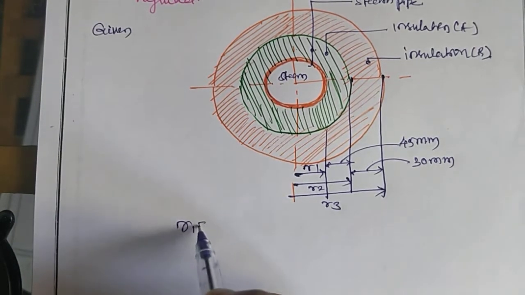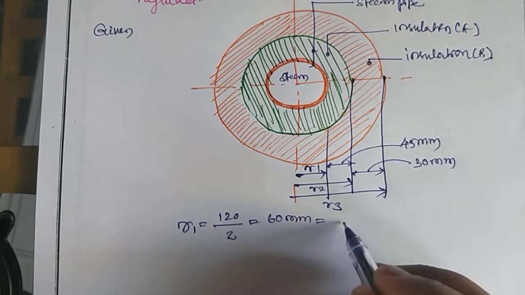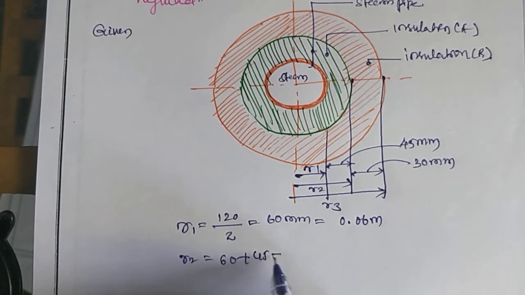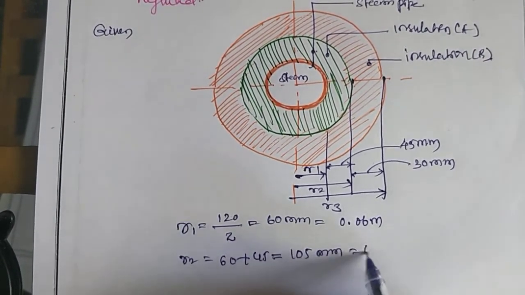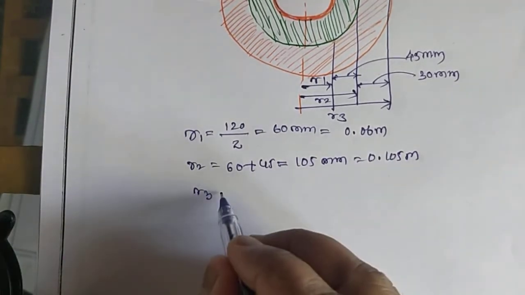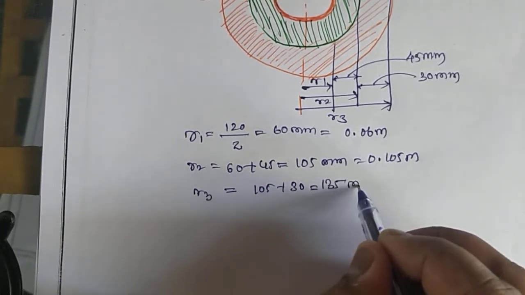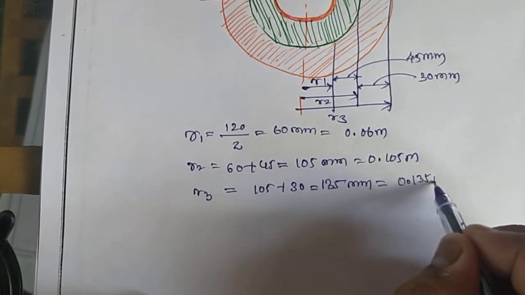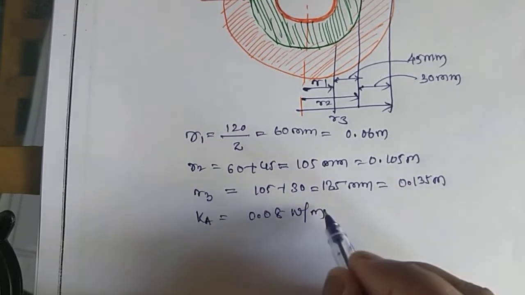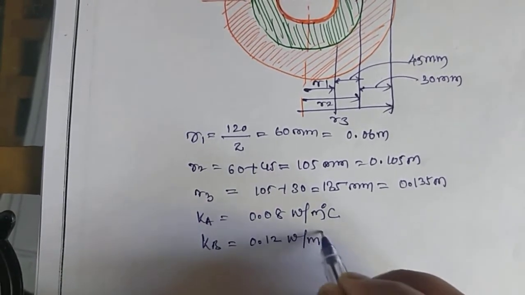So R1, the diameter is given. We have to divide by 2 for the diameter, we'll get 60 mm. For the radius, we have to convert into meter. And R2 is 60 plus the 45 thickness, we have to add, 105 mm, 0.105 meter, and R3 that is 105 plus 30, that is 135 mm, is equal to 0.135 meter, and Ka is equal to 0.08 watt per meter degree centigrade, and Kb is 0.12 watt per meter degree centigrade.